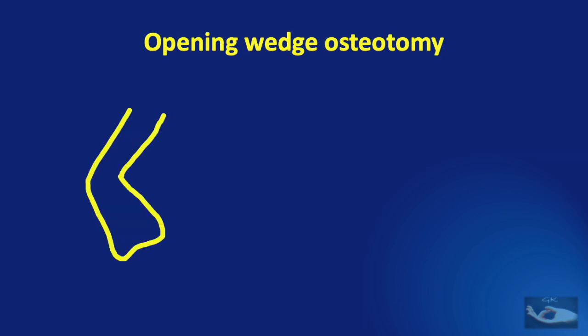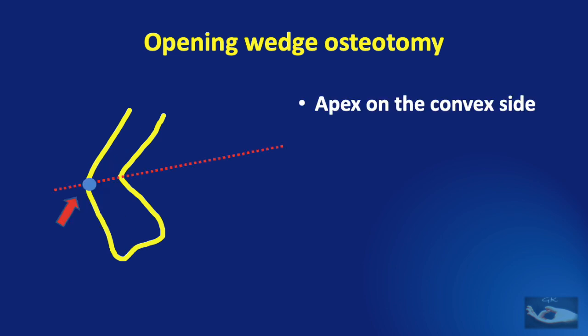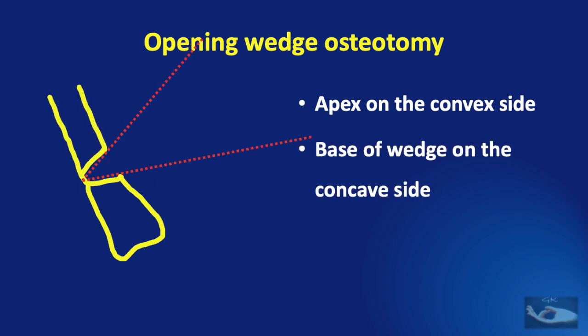Let us see how the opening wedge osteotomy is done. For an angulation in a bone like this, the distal axis is marked, the proximal axis is marked, and the angle between the two, here 40 degrees, is noted. Now the CORA and ACA are marked. In an opening wedge osteotomy, the apex will always be on the convex side and the base of the wedge is on the concave side.